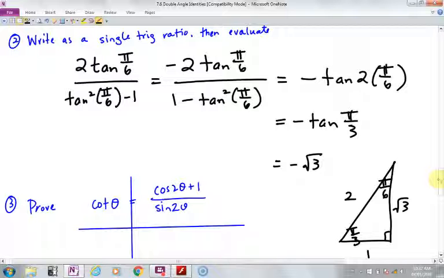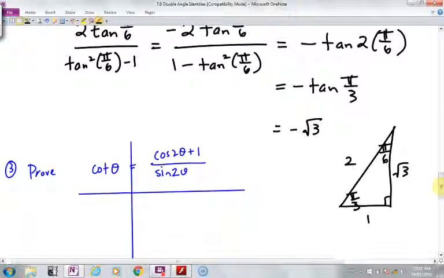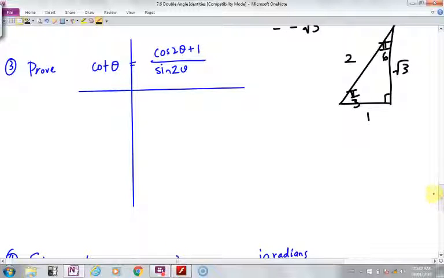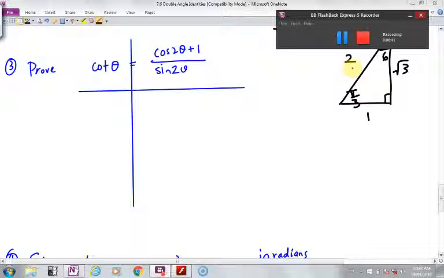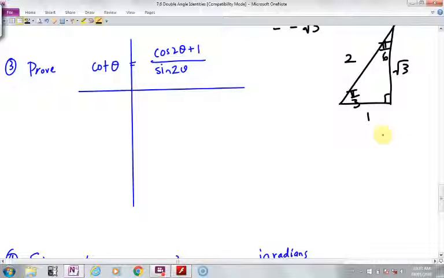Okay? All right, so the next example, example 3, is a proof. Cotan theta equals cos 2 theta plus 1 all over sine 2 theta. What's the first thing that you would try here with this proof? Nicole, what's the first thing you would try?